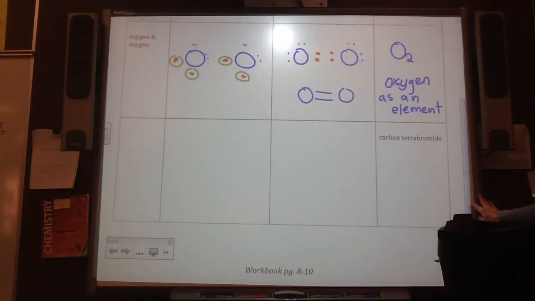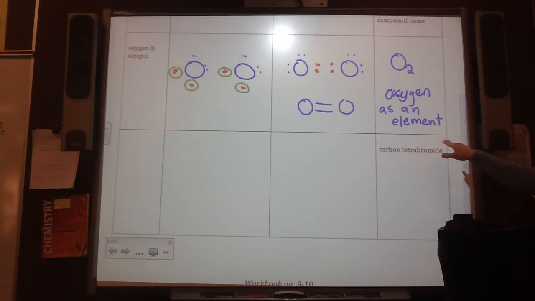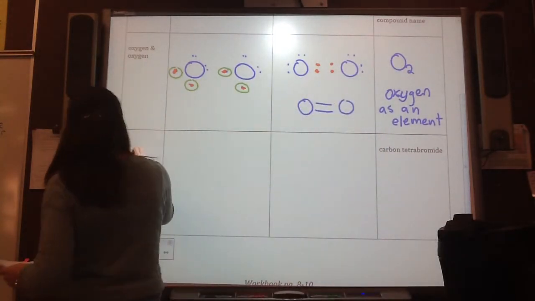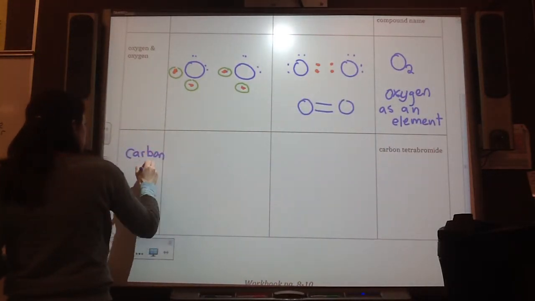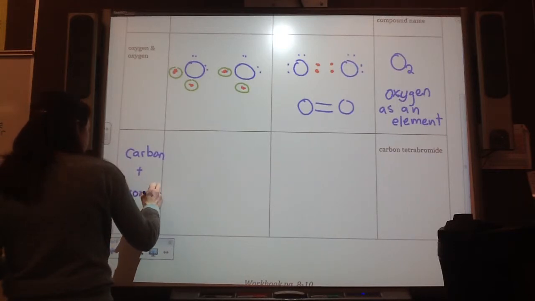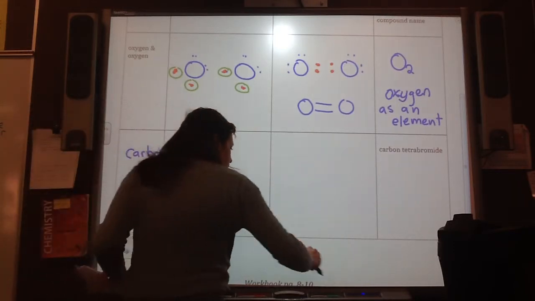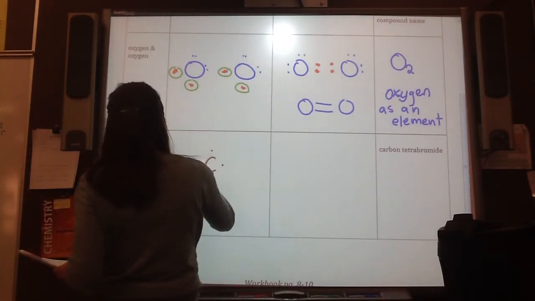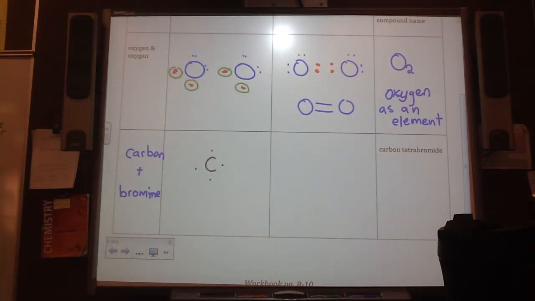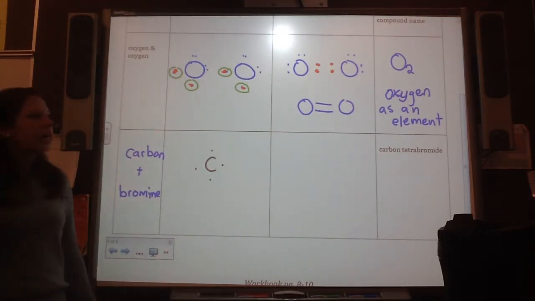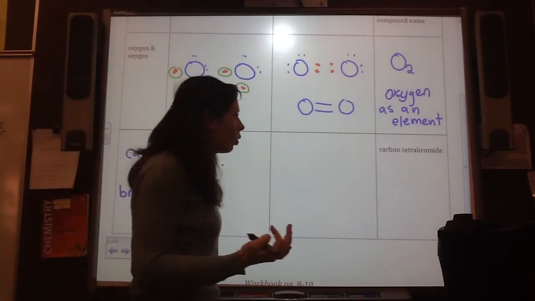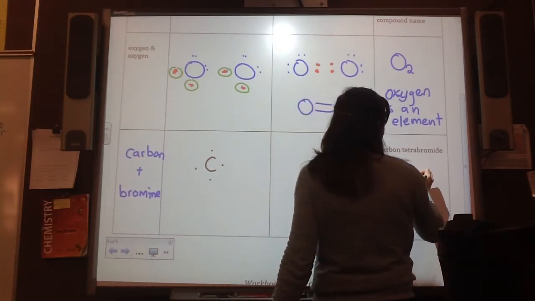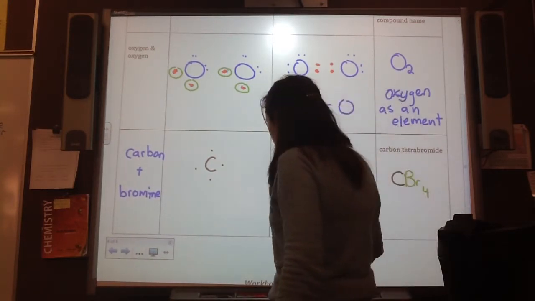Okay, so how about this one? Carbon tetrabromide. So what I'm dealing with is carbon and bromine. Those are my two things. So let's draw a carbon. 1, 2, 3, 4, because it's in group 14, so I use the number 4. And then I need, how many is tetra? 4. So I might actually write this out for myself. CBr4. That's what I need to get.